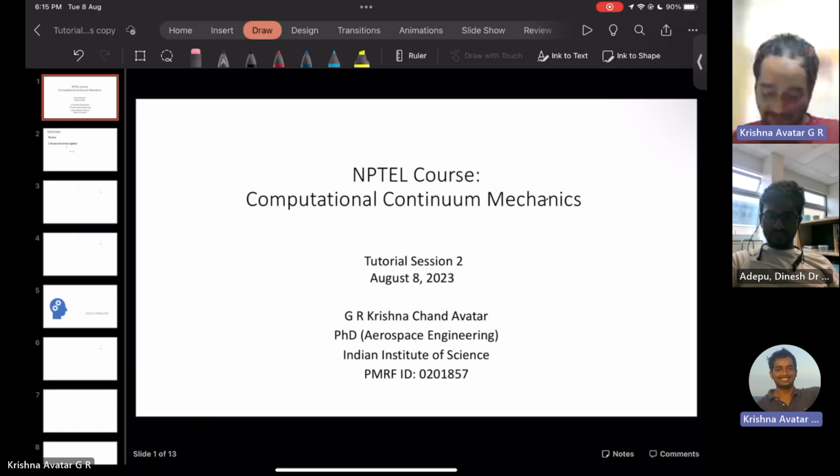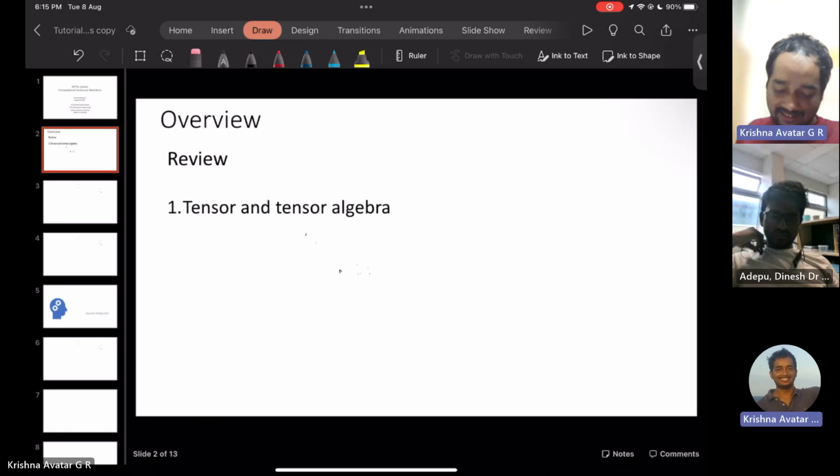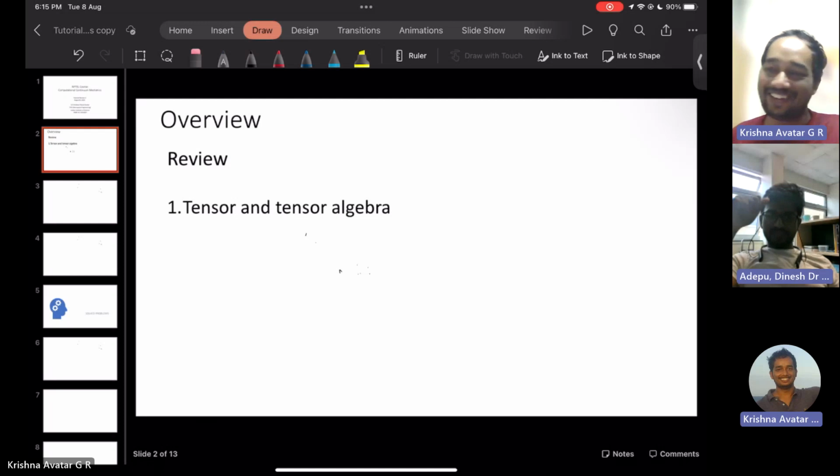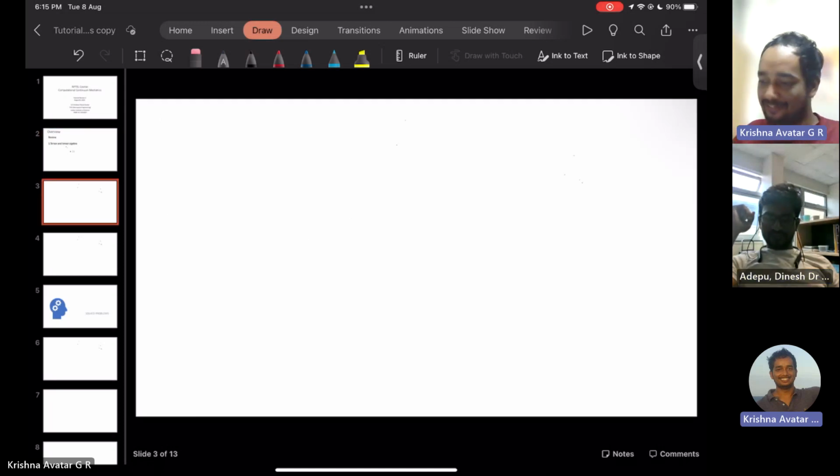This is session 2 of this tutorial session on computational continuum mechanics. So during this week, we will be reviewing week 2 of the course, which is essentially tensors and tensor algebra. Let's keep it in a discussion format. I think that would be worthwhile. We'll just be following the same thing, reviewing whatever was discussed during week 2 of the course.